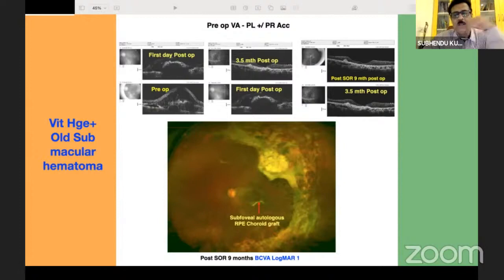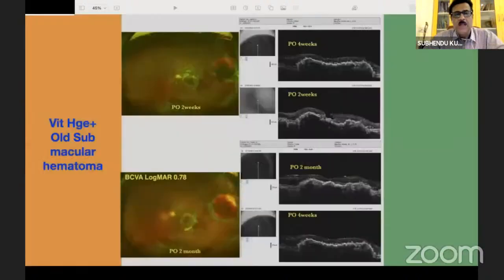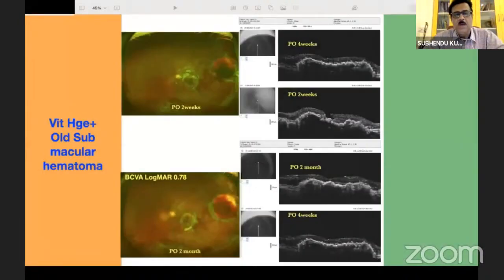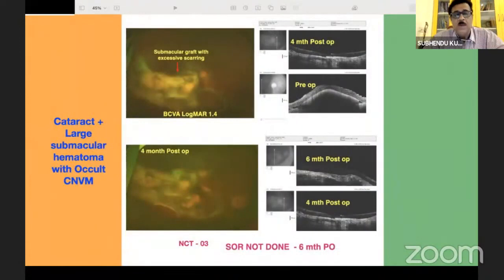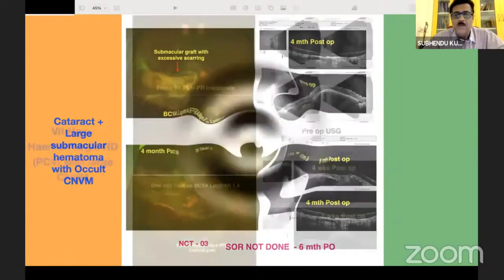You can see that the graft is gradually incorporating into the RPE-choroid complex. This is another case, old submacular hematoma with vitreous hemorrhage. The graft is nicely placed and gradually incorporating into the RPE-choroid complex. And this is another case, cataract with large submacular hematoma but occult CNVM. Unfortunately, the patient developed excessive subretinal scarring, and the patient was having low IOP. That's why silicone removal was not done even after 6 months of surgery.